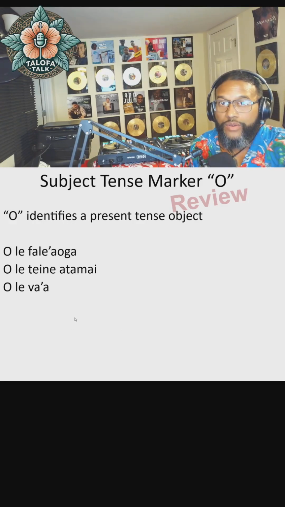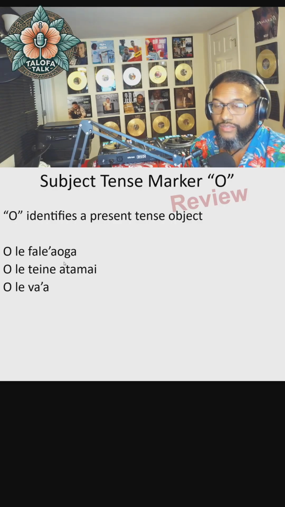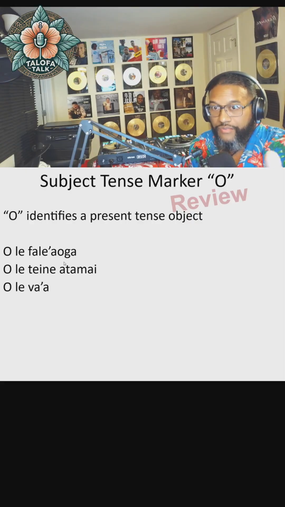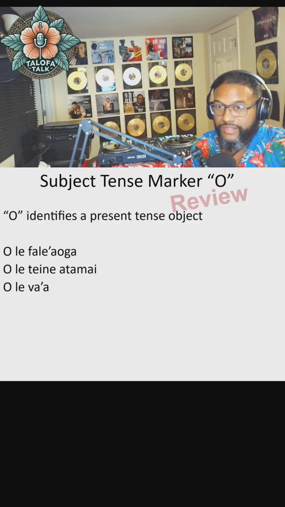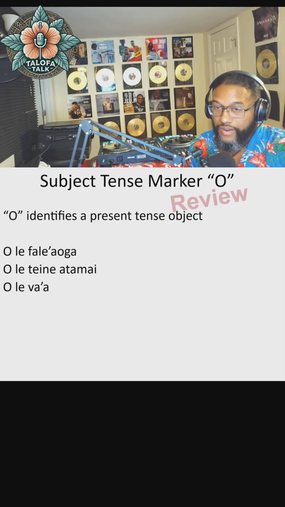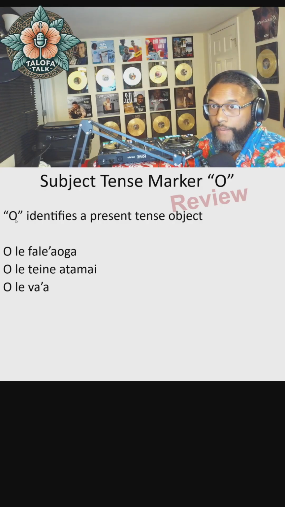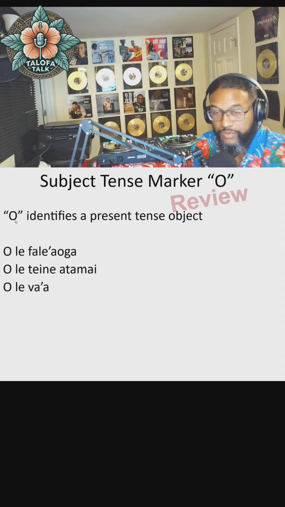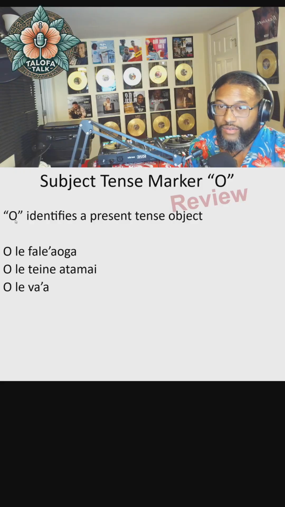All right. So then we also review when we identify things, right? So if we identify fale aoga, okay, we know that is a house of learning, a house where you learn stuff. So that is a school, o le fale aoga. So that is the school. It is the school. The O is the subject tense marker. This is what we started talking about on Thursday. We don't really do this in English, so this might throw people off. But it's a tense marker.